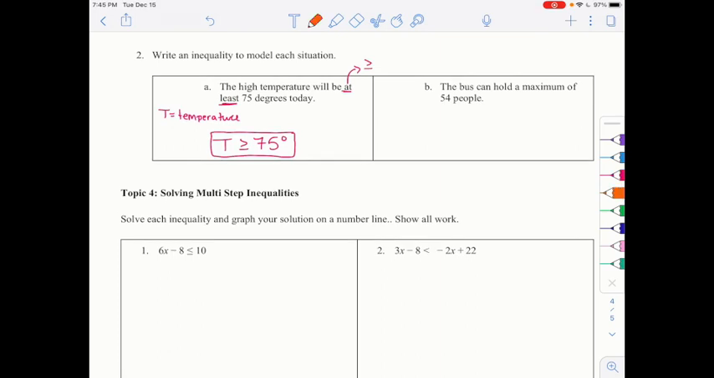The bus can hold a maximum of 54 people. So we'll say people equals P. Maximum means less than or equal to. So people have to be less than or equal to 54.